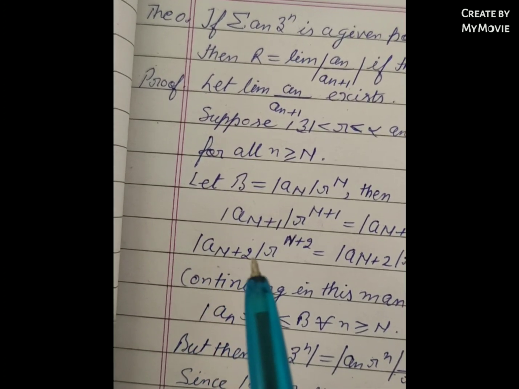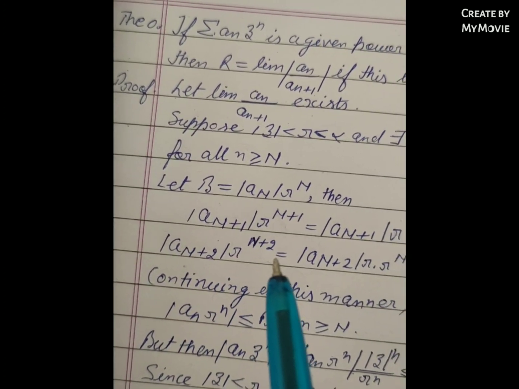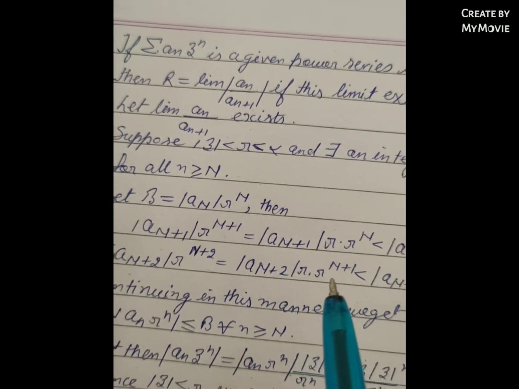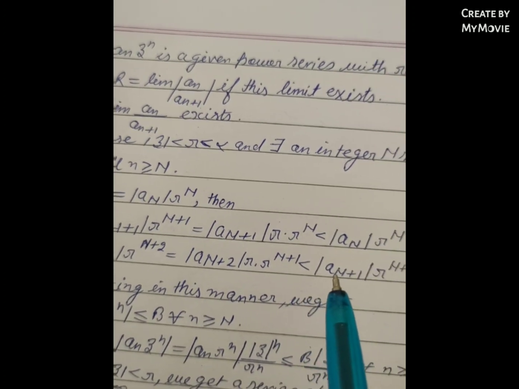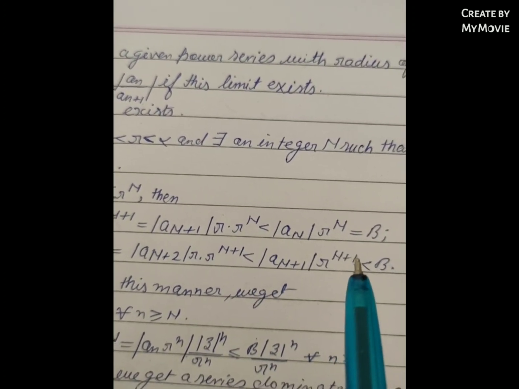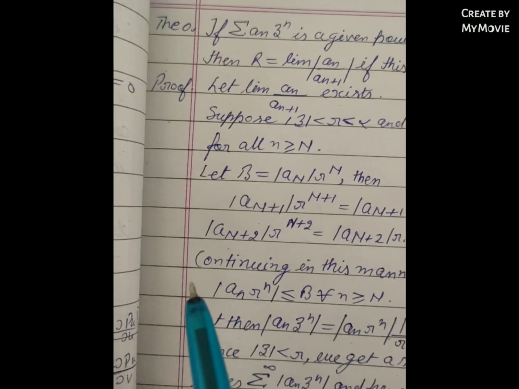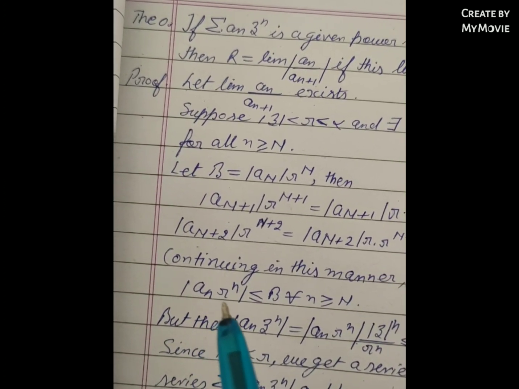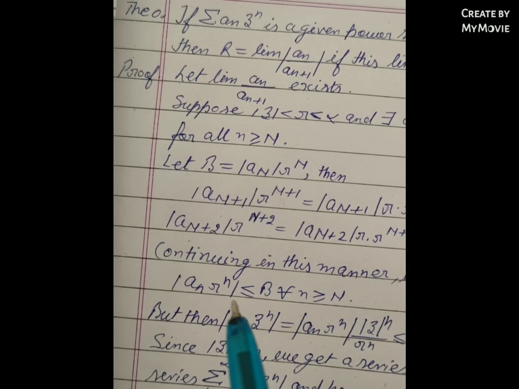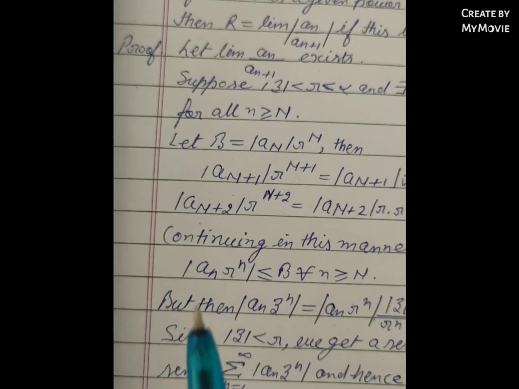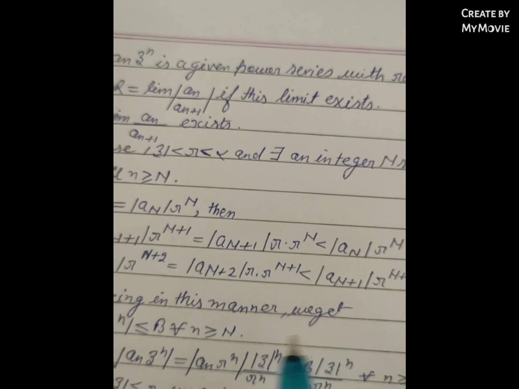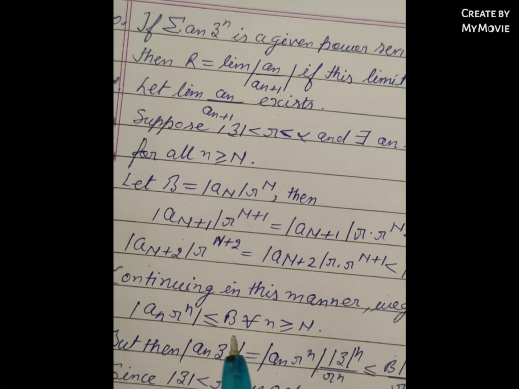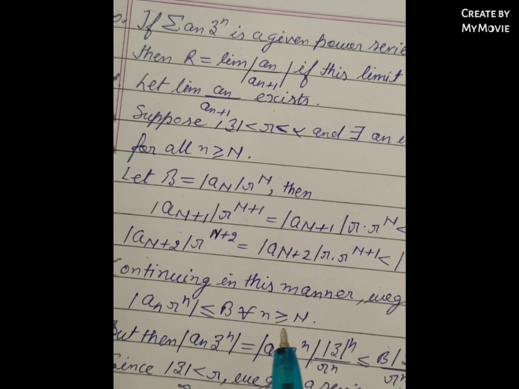Similarly, |a_{N+2}| r^{N+2} = |a_{N+2}| r · r^{N+1} ≤ |a_{N+1}| r^{N+1} ≤ b. Continuing in this manner, we get |aₙ| rⁿ ≤ b for all values of n ≥ N.